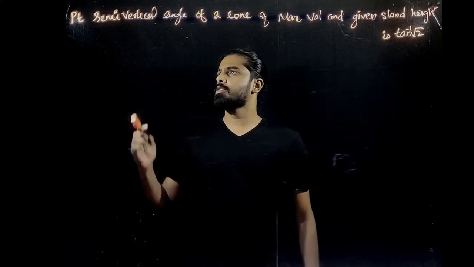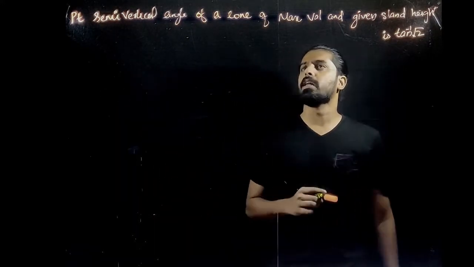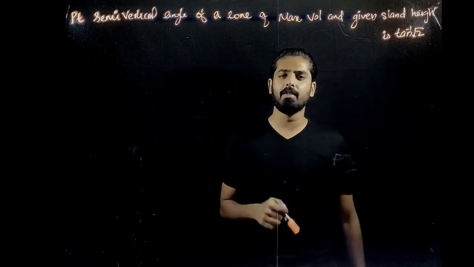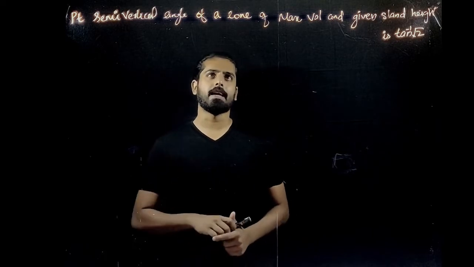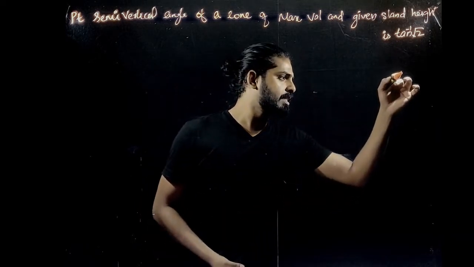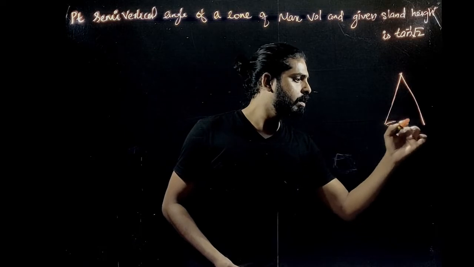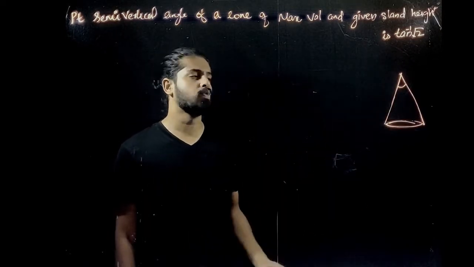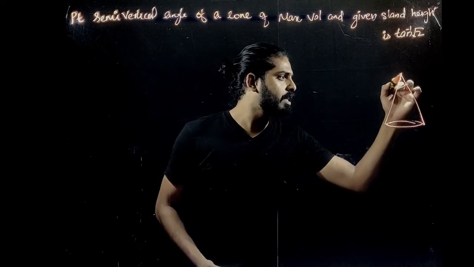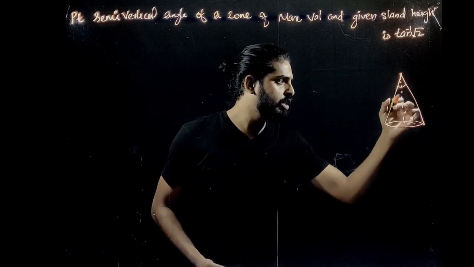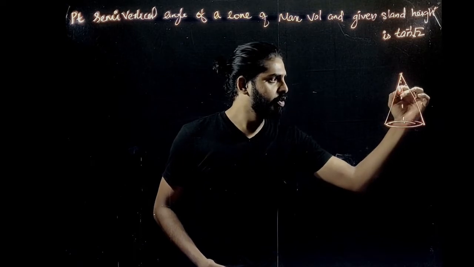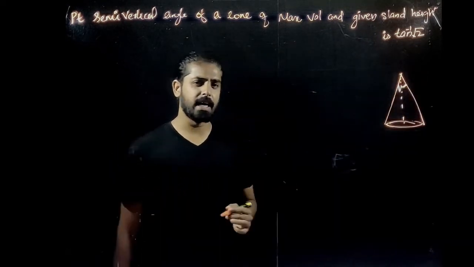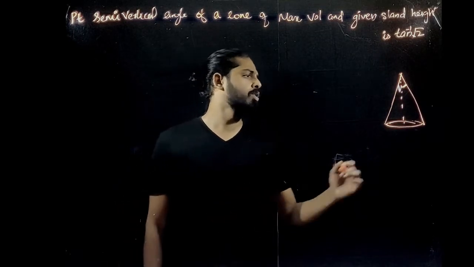The next question is, prove that the semi-vertical angle of a cone of maximum volume and given slant height is tan inverse root 2. So what is the semi-vertical angle? Suppose this is a cone, then this angle is the vertical angle. Semi-vertical angle means half of this, which is this angle. So we have to prove that this angle is tan inverse root 2.